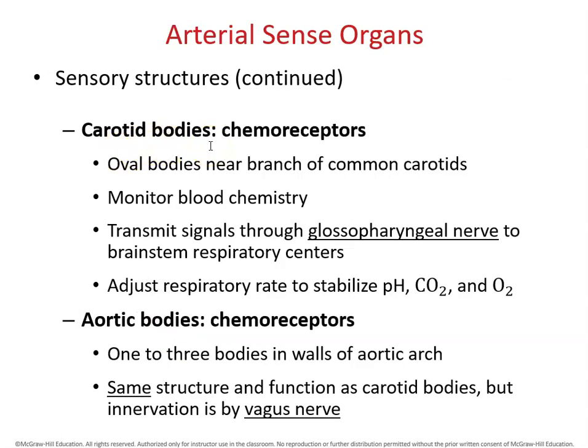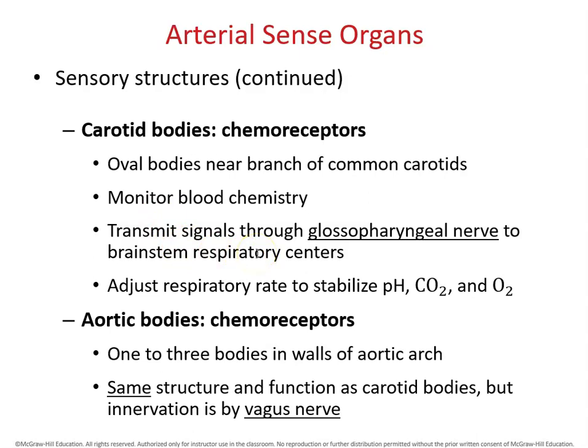Carotid bodies also contain chemoreceptors. It's an oval-shaped structure that is near the branch of the common carotids. It monitors the blood chemistry. It can transmit signals through the glossopharyngeal nerve to the brainstem, which contains the respiratory centers.